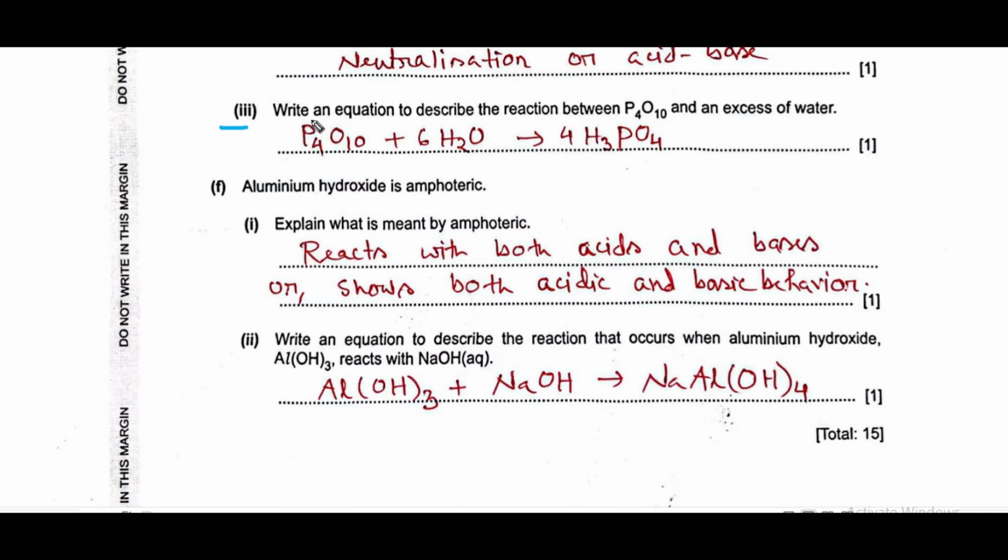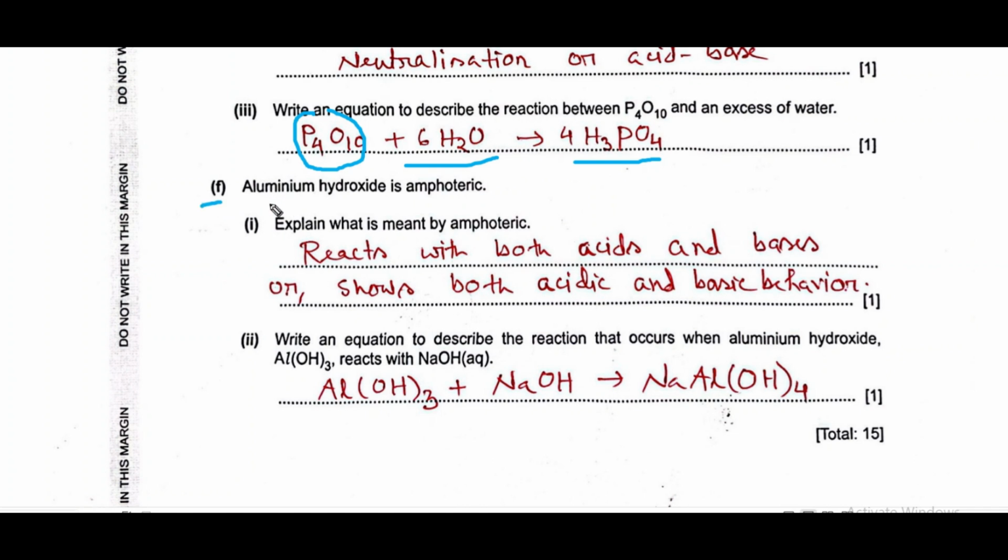Number 3, write an equation to describe the reaction between phosphorus(V) oxide and excess water. Phosphorus(V) oxide, phosphorus pentoxide, reacts with water to produce phosphoric acid. Phosphorus oxide is a non-metal oxide. A non-metal oxide is an acidic oxide. An acidic oxide reacts with water to produce an acid.